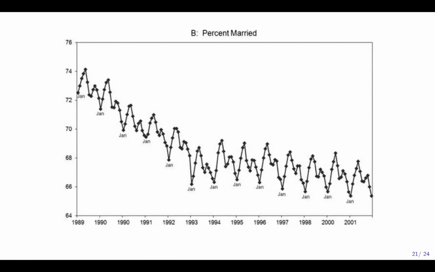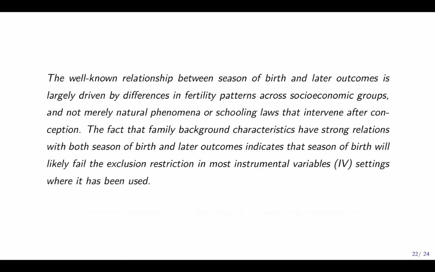So Buckles and Hungerman conclude from this that, quote, "the well-known relationship between season of birth and later outcomes is largely driven by differences in fertility patterns across socioeconomic groups, and not merely natural phenomena or schooling laws that intervene after conception. The fact that family background characteristics have strong relations with both season of birth and later outcomes indicates that season of birth will likely fail the exclusion restriction in most instrumental variables settings." That means season of birth is an invalid instrument. And indeed, if you try to correct for this fact, you will find that the estimated returns to education from Angrist and Krueger falls pretty dramatically. It falls by something between about 25 and 40%.